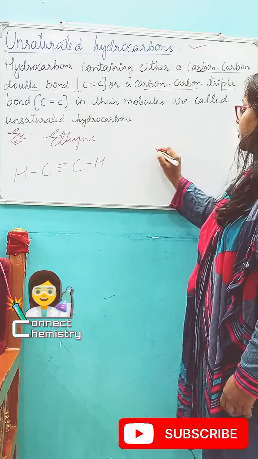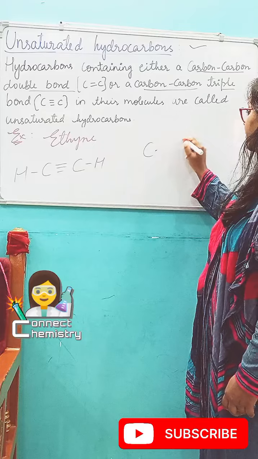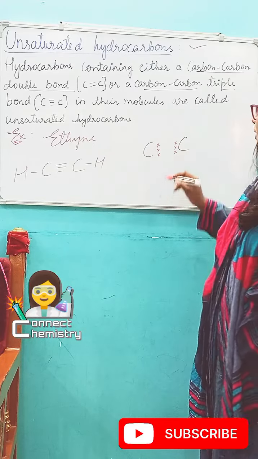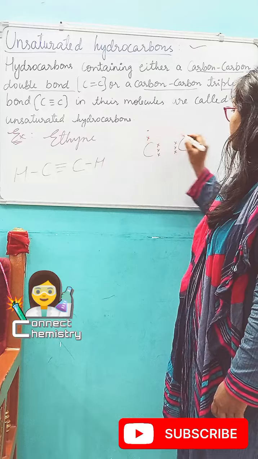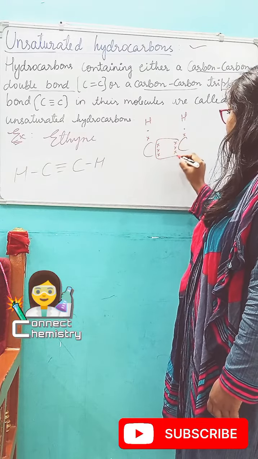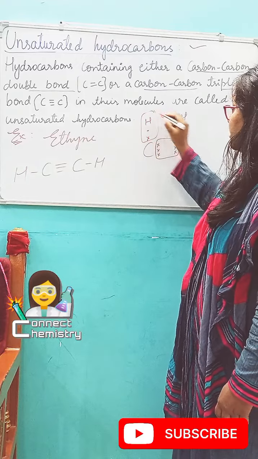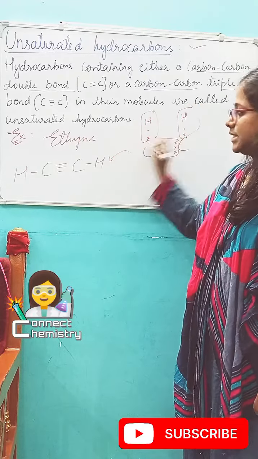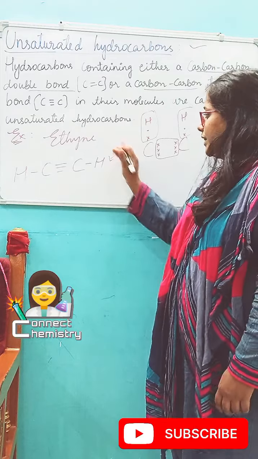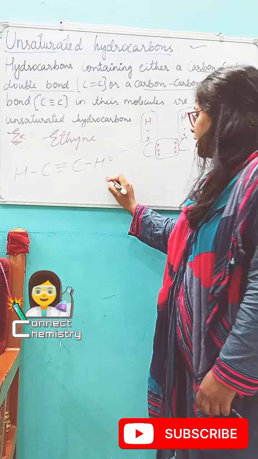So here I will be showing the electron dot structure. Here are the 3 electrons of carbon, and here is the hydrogen, 1 hydrogen. These 3 form a bond and this one forms the bond. So this happens. This whole is known as an unsaturated hydrocarbon, and this type of triple bond is known as an alkyne.